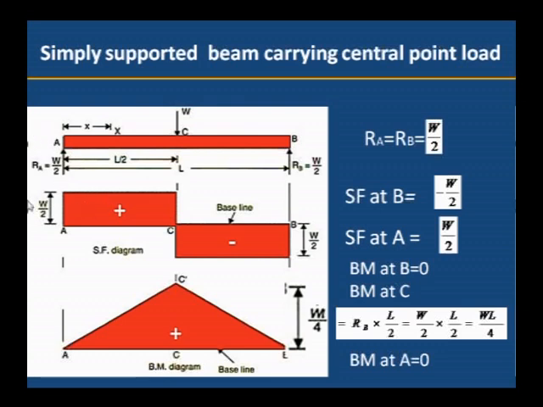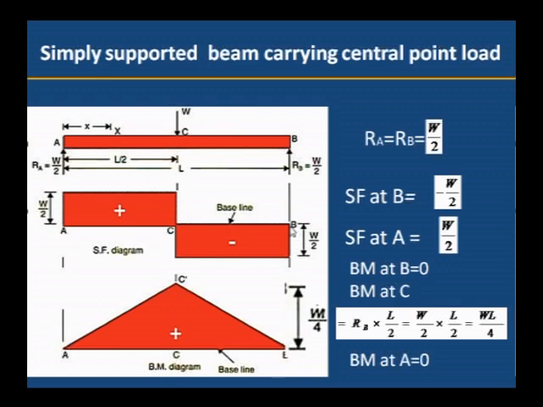You should observe that if you calculate the moment from RB into L minus W into L by 2, we will get 0 at A. That means in a simply supported beam, bending moment at A as well as bending moment at B will be 0. And at the central point, what we can observe, it is maximum, WL by 4. Bending moment at center is maximum, bending moment at ends is 0, whereas shear force at center is 0, shear force at the support is maximum.